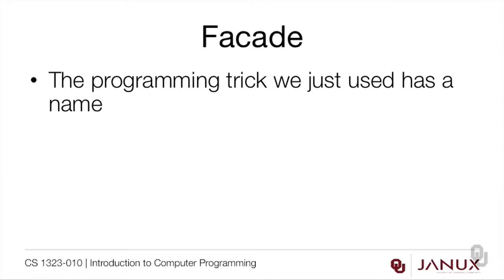Let's talk a little bit about the big picture of the programming that we've done. The programming trick that we just used has a name. It's called a facade. That may be a word you're not too familiar with, so let me explain what a facade is. It's a fake front. So for example, if you go down the main street in Norman, Oklahoma, and you look at the buildings from the side, you'll see that some of the buildings are 1 story tall, but they have fake fronts on them to make them look like they're 2 stories tall, so that Main Street looks nice.